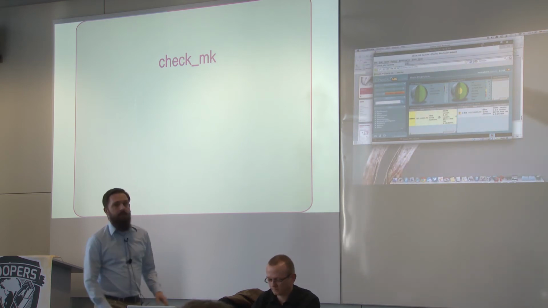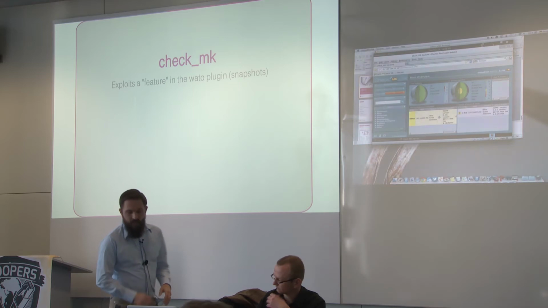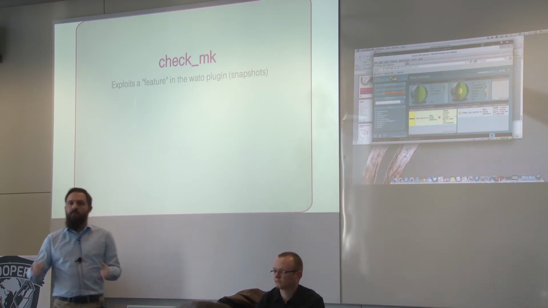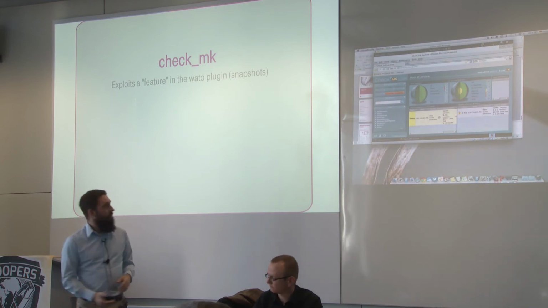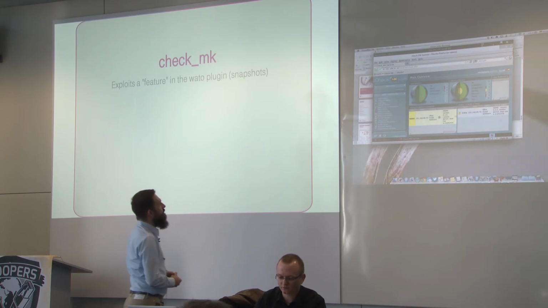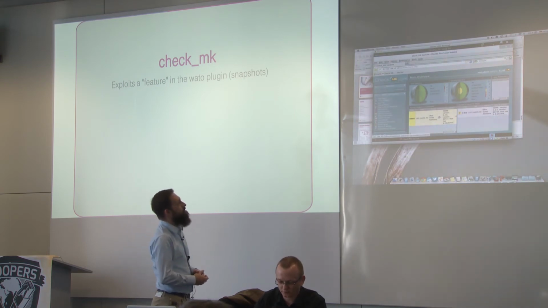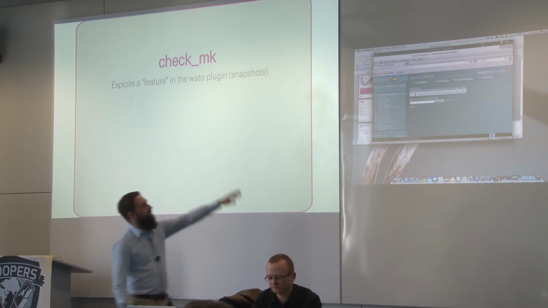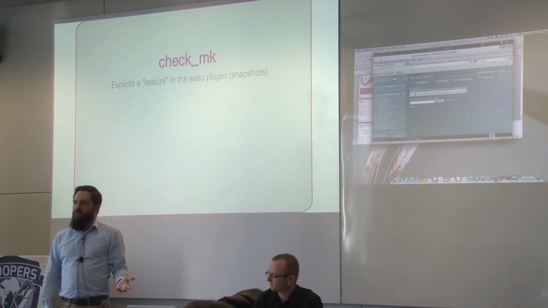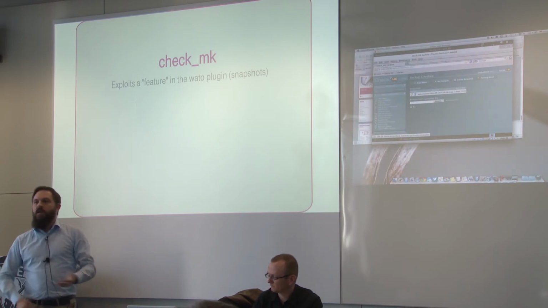Checkmk has one functionality, and it's called snapshots. It's more or less just a backup, so you can back up your configuration and restore it. And I can show it. It's the web administration tool, WATO, and you have here the backup and restore function. As you can see, you have a snapshot. You can also upload a snapshot. Again, if you have cross-site request forgery, you can upload a snapshot.